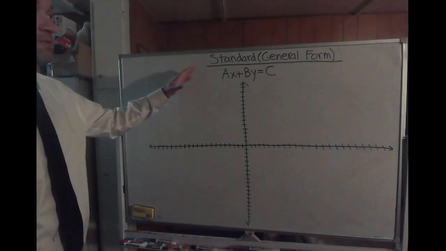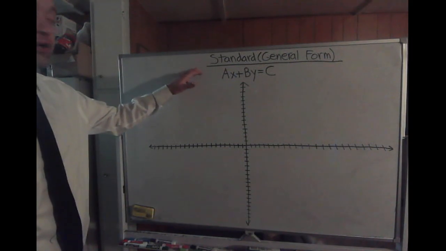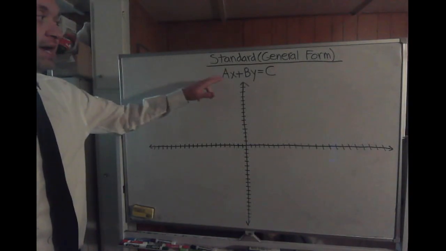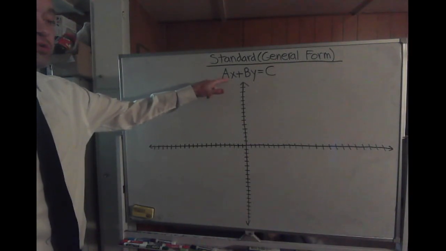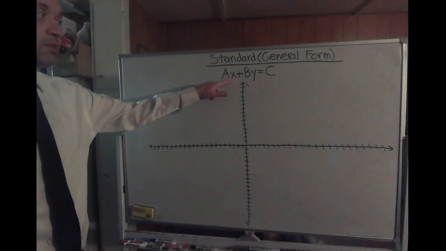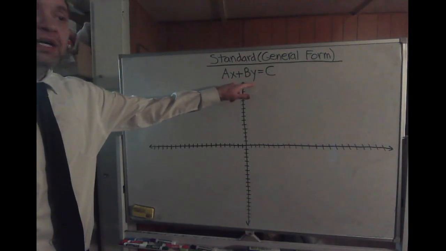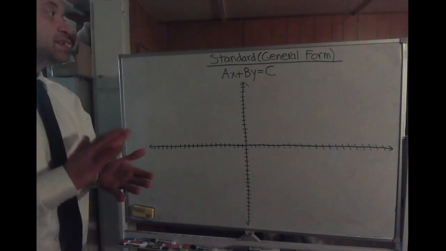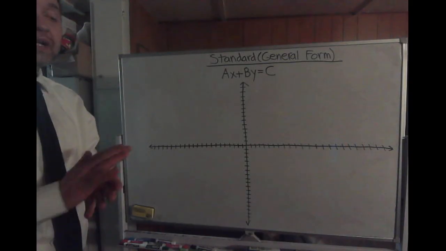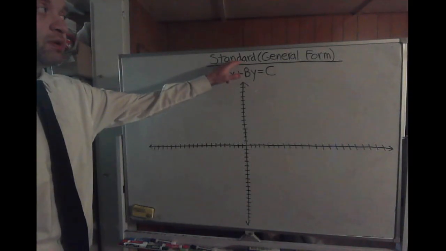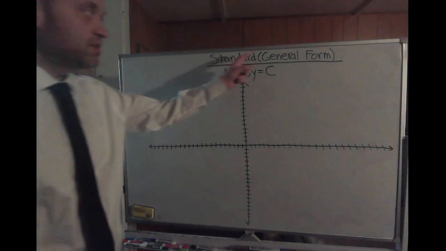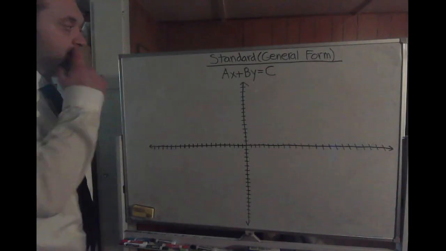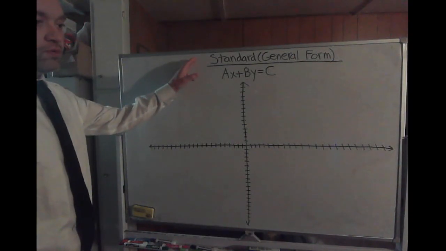You may have seen this before, the standard or general form of a linear equation. You have Ax plus By equals C, where A is some arbitrary coefficient on the x term, plus B, some arbitrary coefficient on the y term, equal to the right-hand side C, which is some constant. That is the general form of a linear equation, or the standard form, which is what we'll refer to it as. Some books refer to it as standard, some refer to it as general. It really depends on your textbook and your teacher, but I refer to it as standard form.